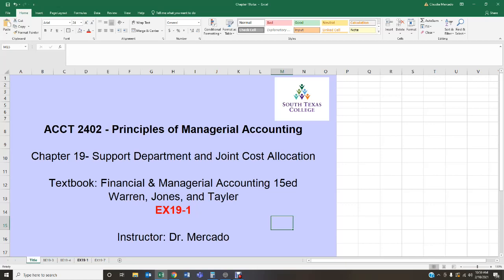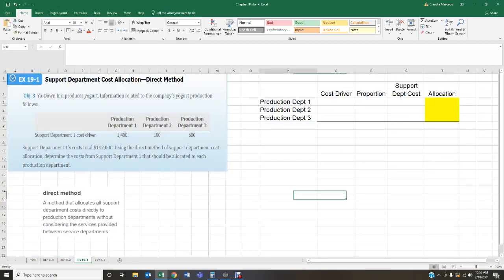By now, you should have read the chapter and you should be familiar with what we're doing. I'm just basically going over these problems with you to help guide you in case you're having any difficulties completing them for your homework, okay? Now, this particular problem deals with support department cost allocation using the direct method, okay? It says Yodown Incorporated produces yogurt. Information related to the company's yogurt production follows.